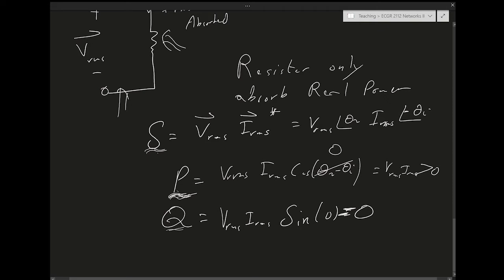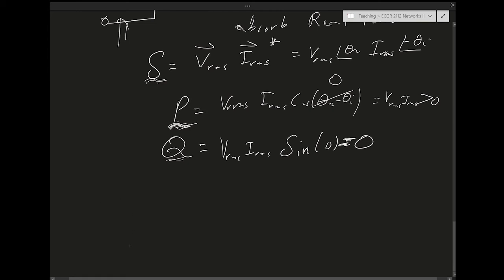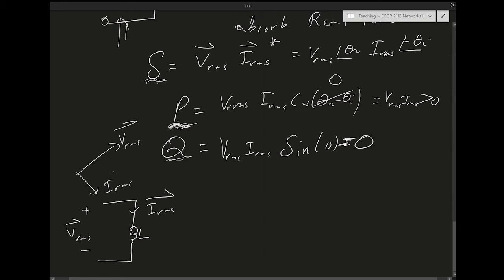Okay. Let's take an inductor. So this is L, this is V RMS, I RMS, right? And we know for an inductor, the current is always lagging the voltage by 90 degrees. I mean, why is that? We know that V RMS equals the impedance, which is j omega L, times I RMS. So the angle of the voltage is always the angle of the current plus 90 degrees. j is 90 degrees, right? So the current for an inductor is always lagging by 90 degrees.